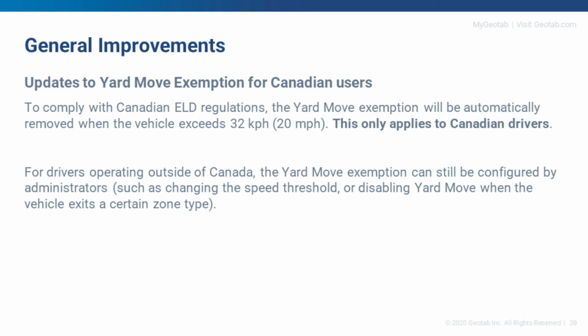But it does only apply when you're on that Canadian rule set. So if you're outside of Canada, you can still use the yard move exemption inside of the rules section. You can still configure that to turn off on a speed threshold. So 20 miles per hour is the highest that you can choose there. And you can also use the zone exit to turn off yard move as well. So for those of you who are using that so-called UPS exemption outside of Canada, it still works the exact same way that you've had it configured. But when you are in Canada, it will override that and will use the speed for certain, because we have to.